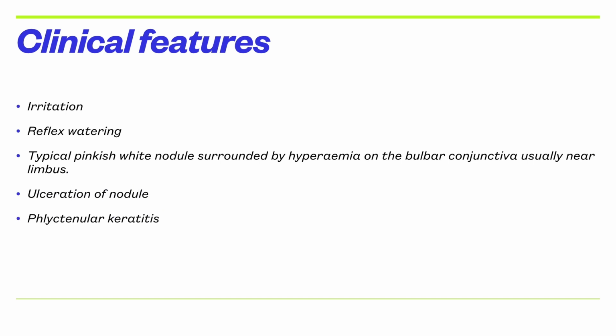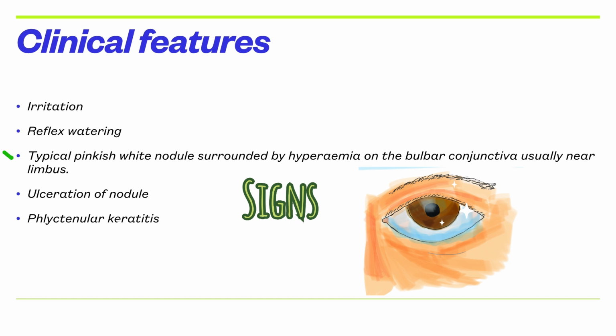The clinical features of the disease are, firstly, the symptoms, in which the patient experiences irritation and reflex watering. And what are the signs? The signs are a typical pinkish white nodule which is surrounded by hyperemia, which is seen on the bulbar conjunctiva, usually near or on the limbus.